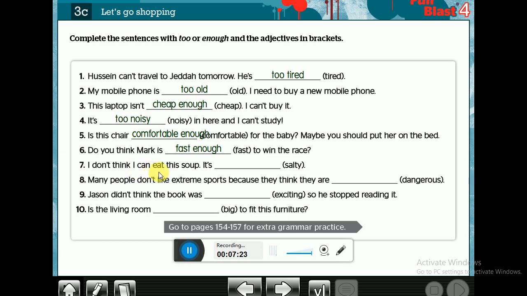These two examples express the negative meaning of the adjective. I don't think I can eat this soup. It's too salty because I cannot eat it. Many people don't like extreme sports because they think they are too dangerous. Very good. Jason didn't think the book was exciting, so he stopped reading. The negative or positive meaning, of course, negative meaning, we have to use exciting enough. Is the living room big enough to fit this furniture? We use big enough.